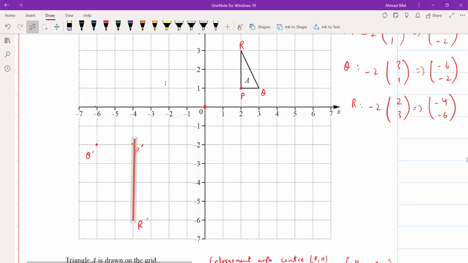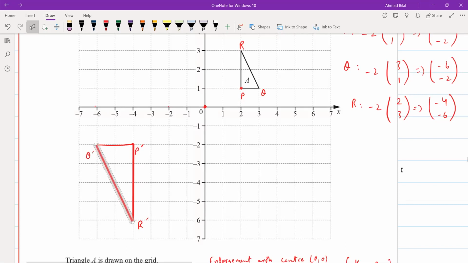PR, that's here. Okay, PR ये हो गया. Then you have PQ here, and you have this and this. Okay, so this is our figure. This is the enlarged figure that we get from this.